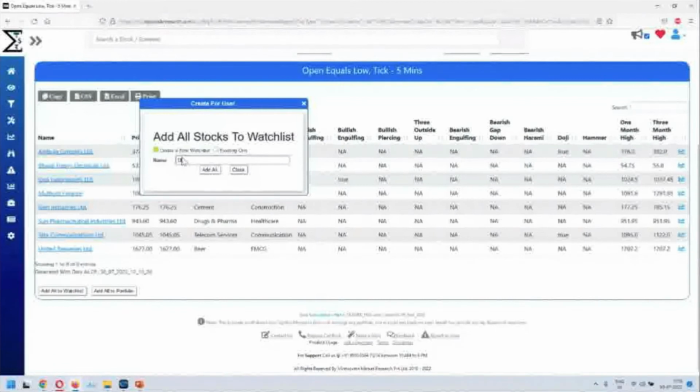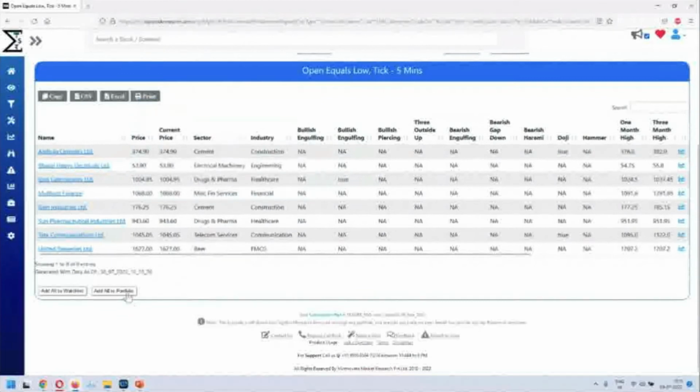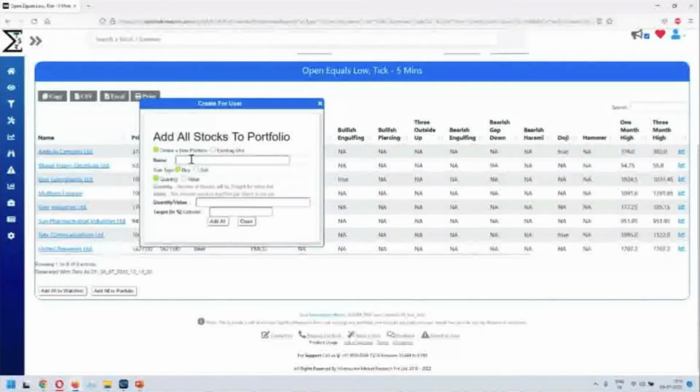You can give that demo 30th July, which is equal to 5 minutes. You can add it, create one, or you can go for an existing one. You can add to one of the watch lists that you have here. Okay? Same thing is portfolio. You can add to portfolio for your mock trading.